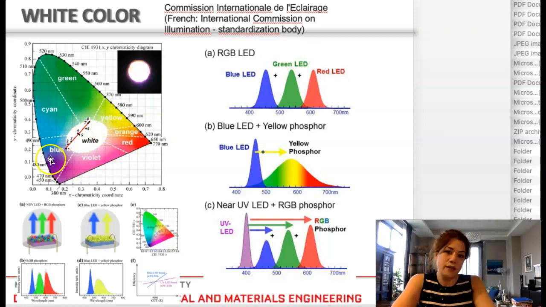Another way of doing that is using ultraviolet light. This time we are here in the ultraviolet region, and instead of using a yellow phosphor, we can use a mixture of different color phosphors and we obtain white light.